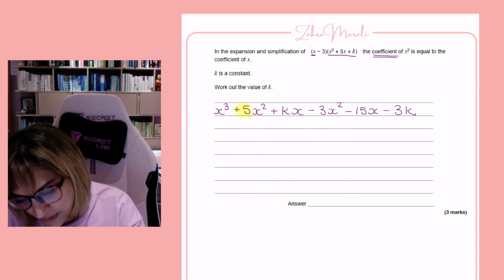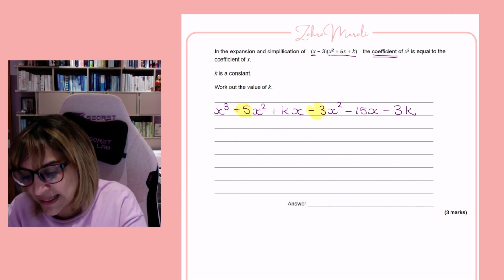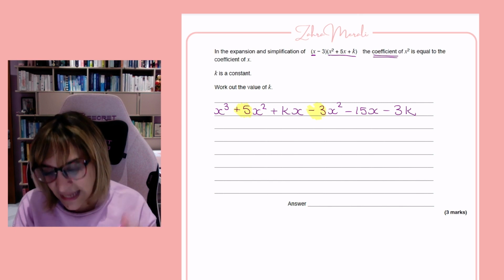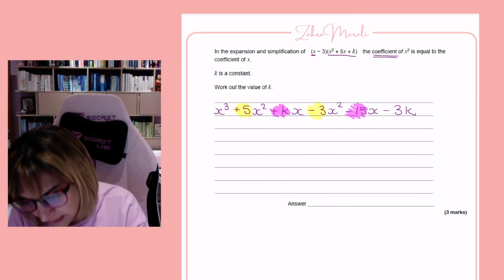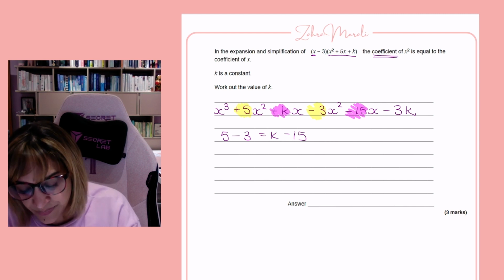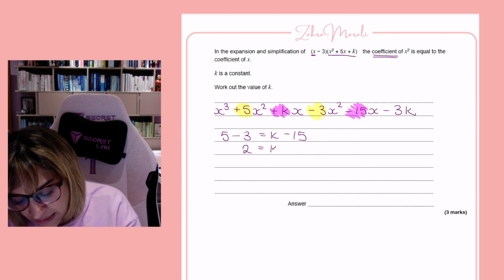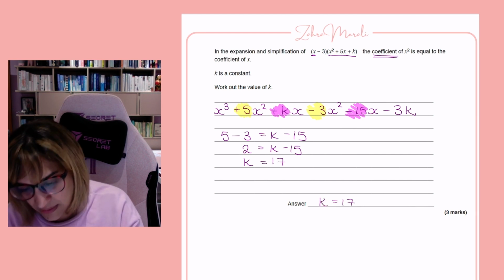So that's in front of an x squared, and that's in front of an x squared. And we know that's equal to everything that's in front of the x. So in front of an x, we've got plus k and minus 15. So now we've got 5 minus 3 equals k minus 15. So we'll have 2 equals k minus 15. Therefore, k equals 17. So k equals 17.